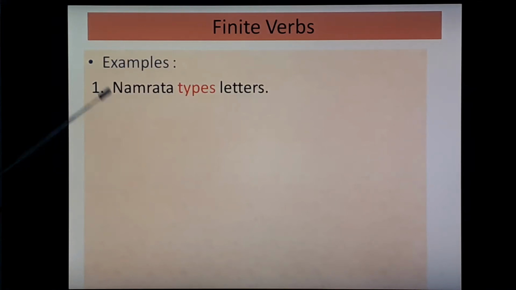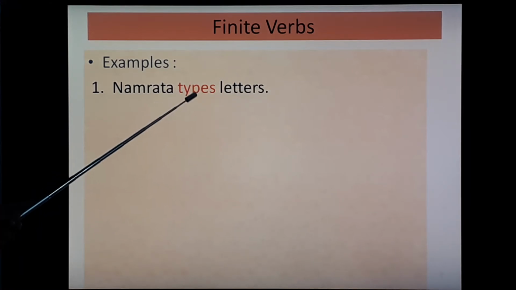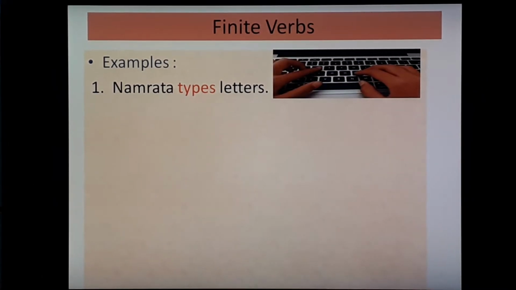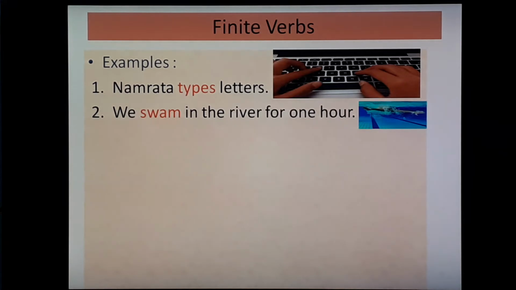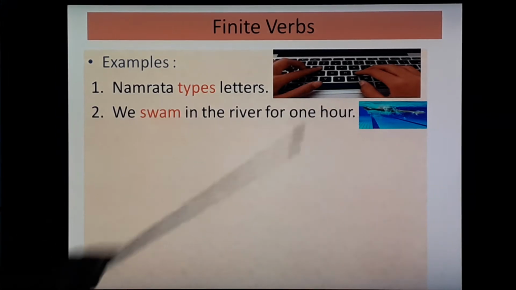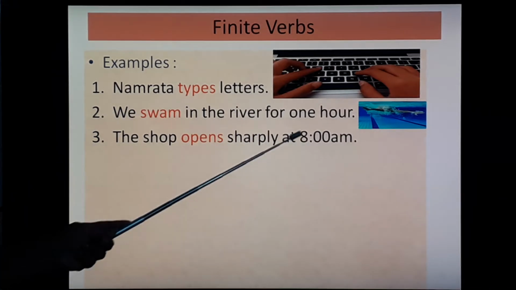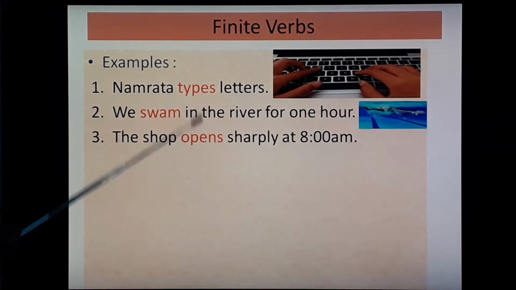Let's see more examples. Namrata types letters. So type, simple present tense. That is why this is finite verb. We swam in the river for 1 hour. The shop opens sharply at 8 a.m. So opens, that is finite verb because it shows tense and it has definite relation with the subject, that is shop.